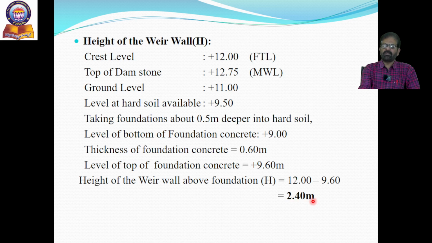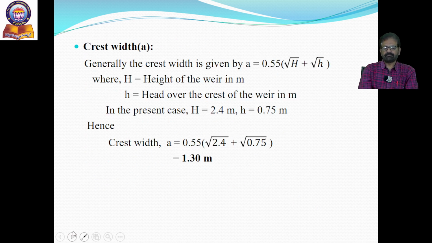So the total height of the weir wall from the top of the foundation to crest level is 2.4 meters. Like that we can fix the height of the weir wall. Similarly, after calculating the length and height, as it is trapezoidal in shape, initially we assumed the cross section of the weir wall is trapezoidal shape.